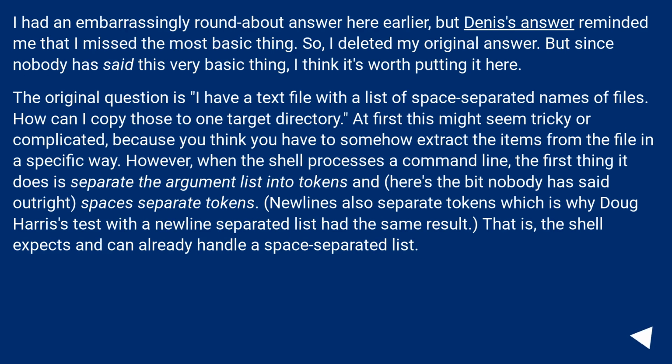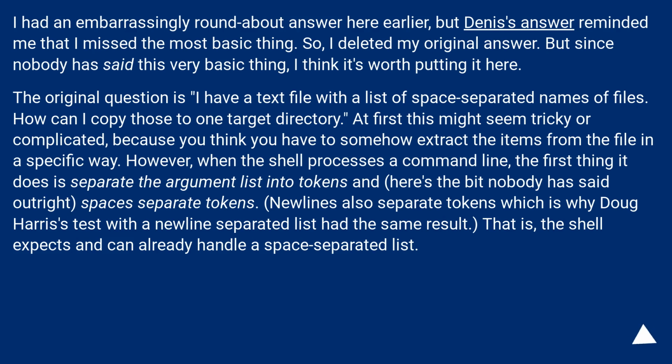I had an embarrassingly roundabout answer here earlier, but Dennis's answer reminded me that I missed the most basic thing. So, I deleted my original answer. But since nobody has said this very basic thing, I think it's worth putting it here. The original question is: I have a text file with a list of space-separated names of files. How can I copy those to one target directory? At first this might seem tricky or complicated, because you think you have to somehow extract the items from the file in a specific way.